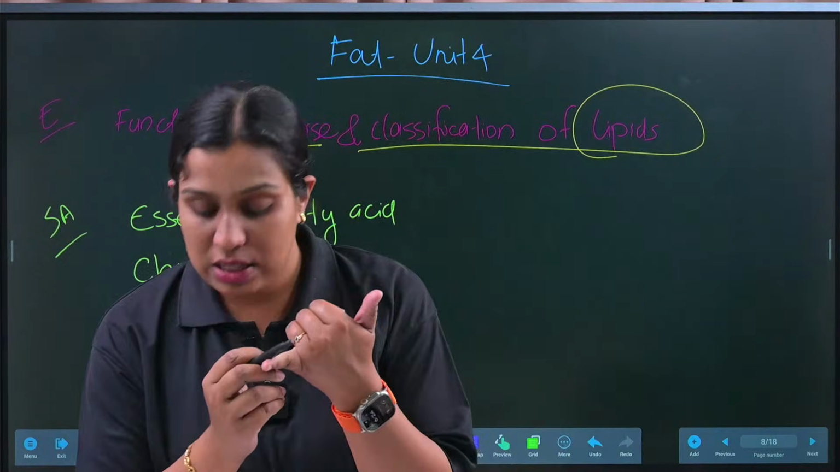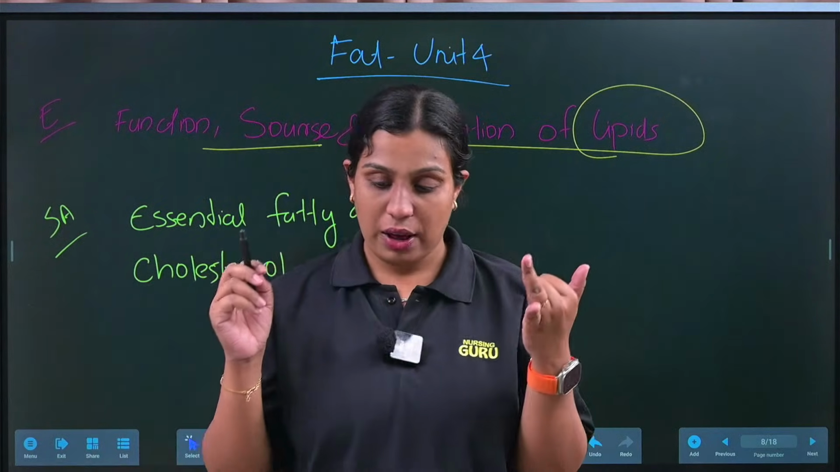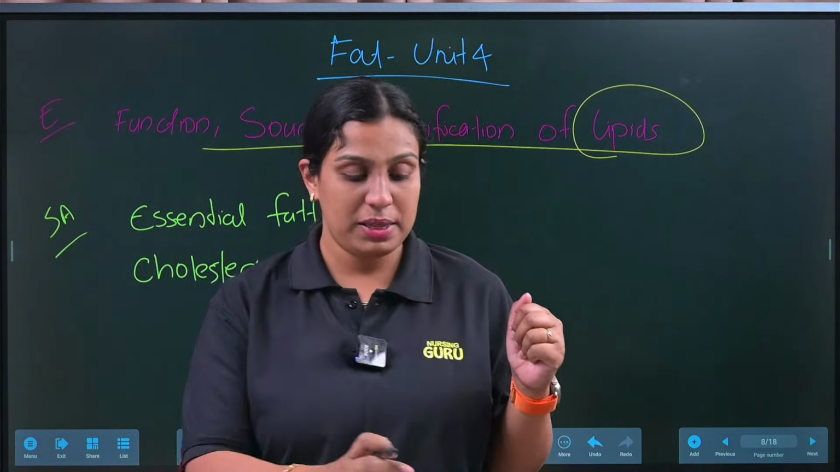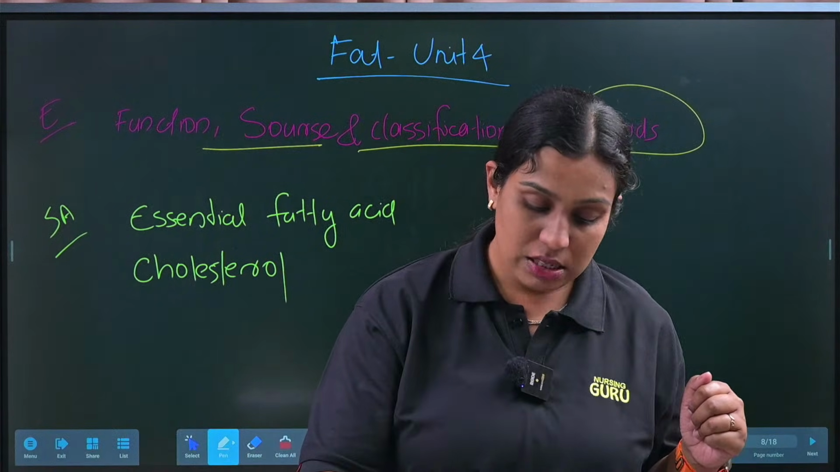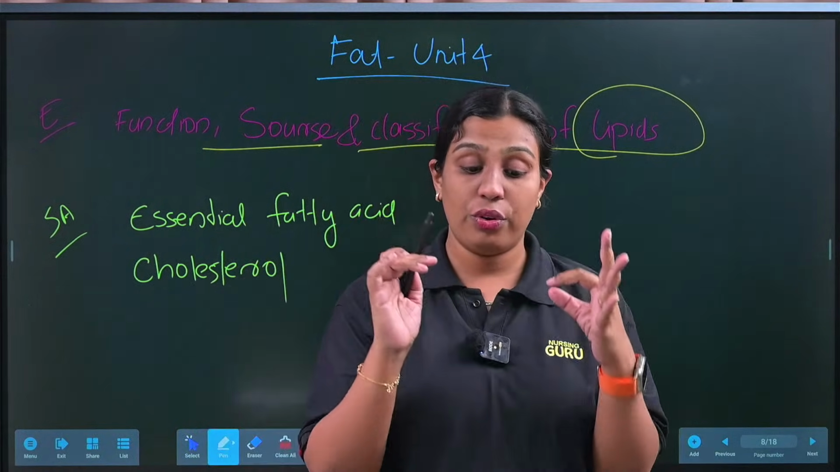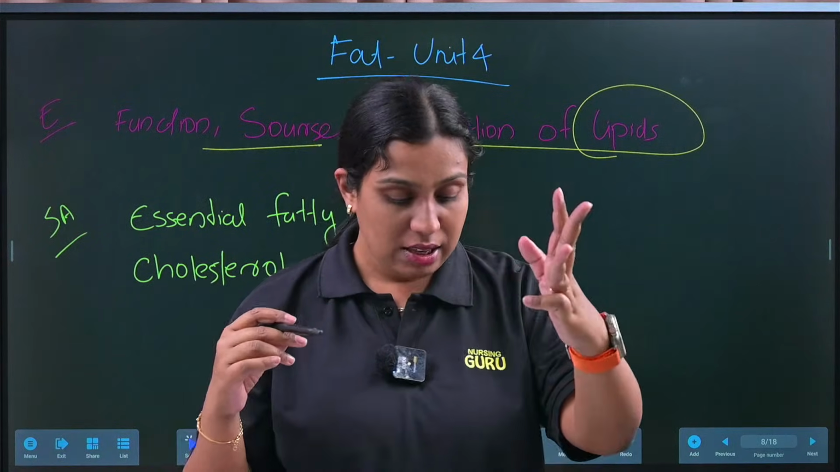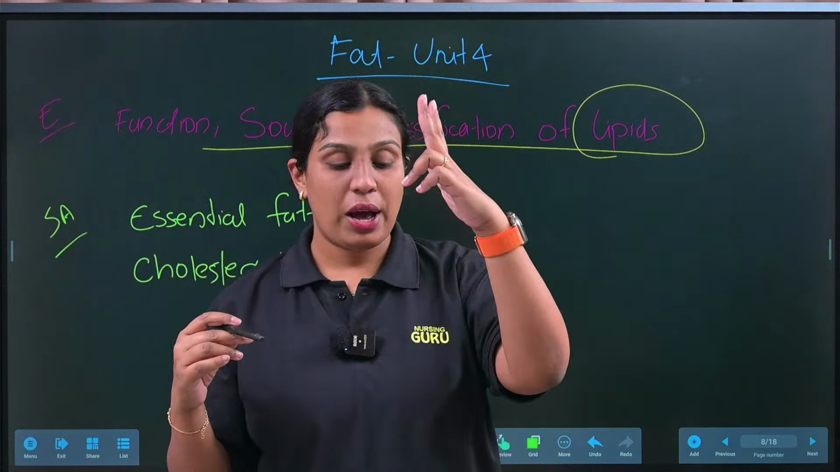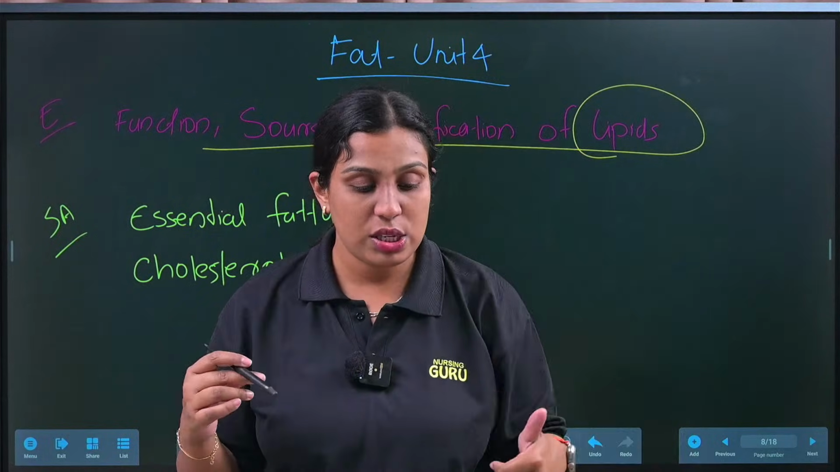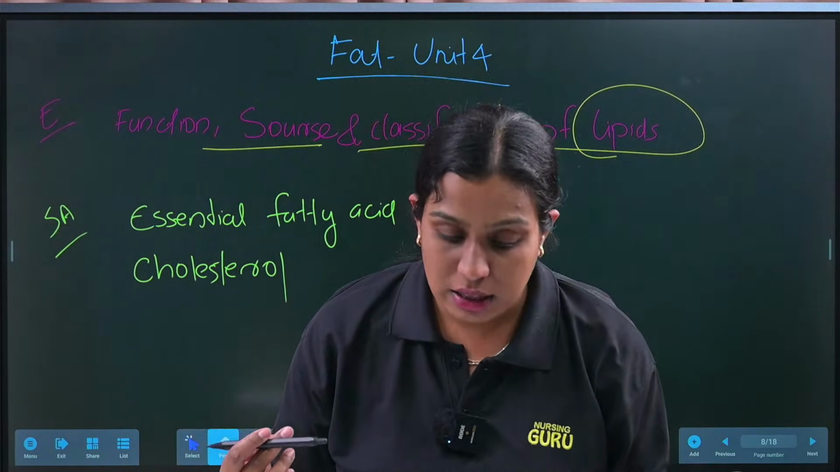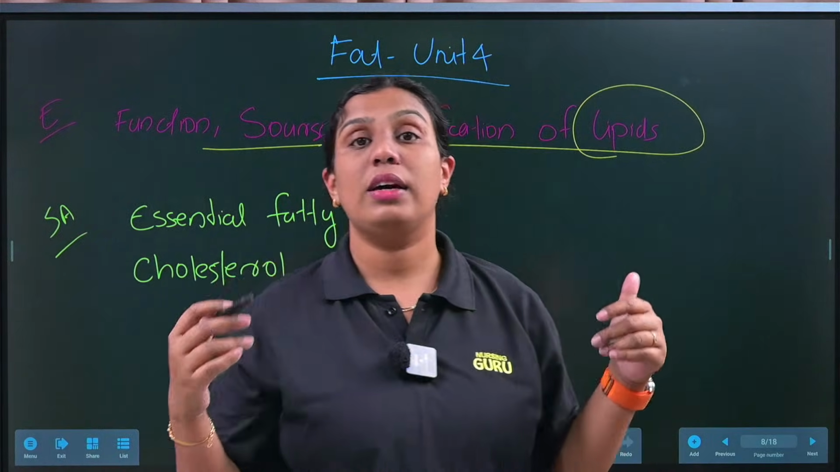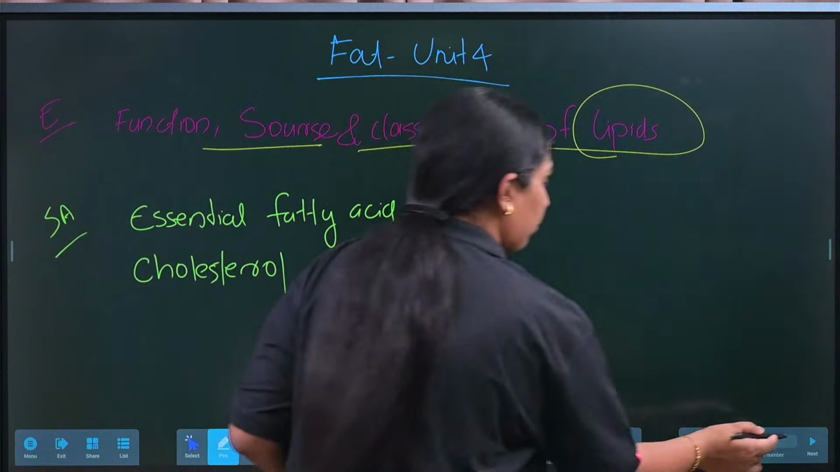For very short answer questions, overconsumption of fat, cholesterol, and essential fatty acid may be the questions we will get from this region. When it comes to the syllabus, what are the things we need to learn in unit 4, fat? That is classification, saturated fat, unsaturated fat, then functions, dietary sources, requirements, RDA. Clear? Yes. Okay, these are the things we need to learn from unit 4.